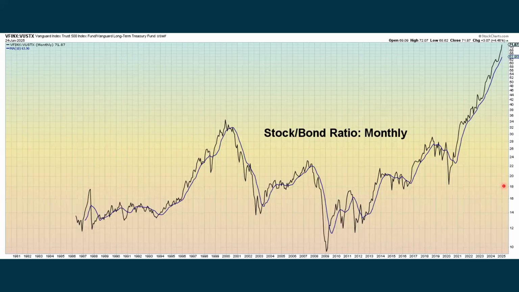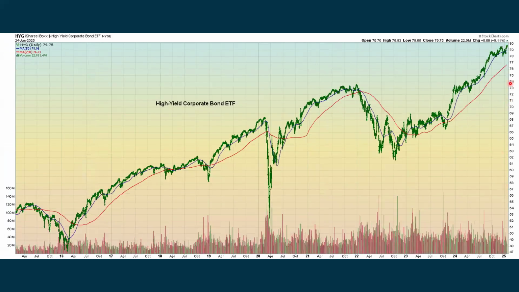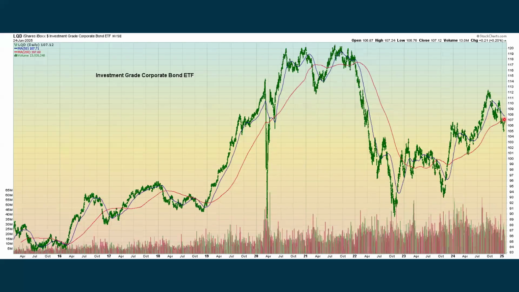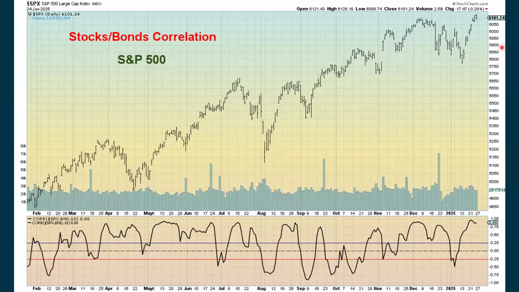On a longer term chart, stocks still continue to outperform bonds. This is a daily chart showing how bonds are underperforming stocks. And we look at junk bonds here, still looking pretty solid. Corporate bonds, they've been under a lot of pressure here, dealing with their 200-day moving average. And if we stay down here, we could see a death cross with this based on price. And we look at the ratio between junk bonds and conservative bonds here, still showing that junk bonds are outperforming or more preferred right now.